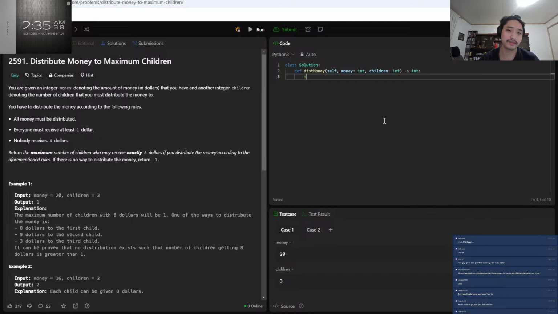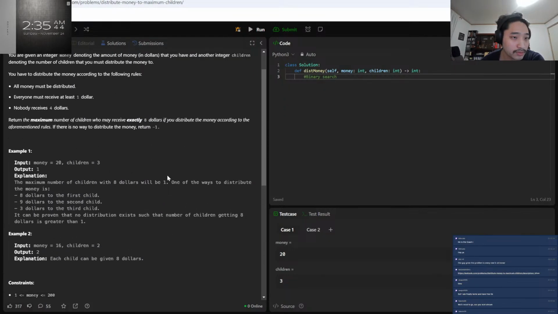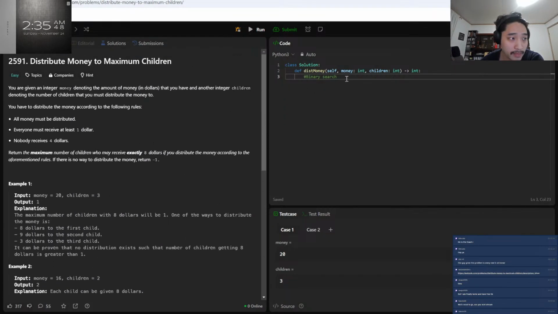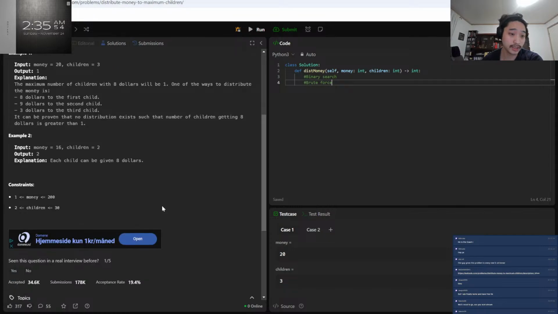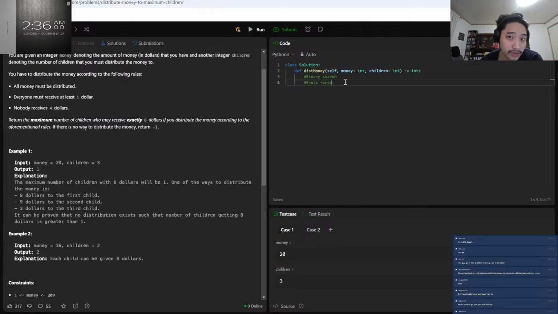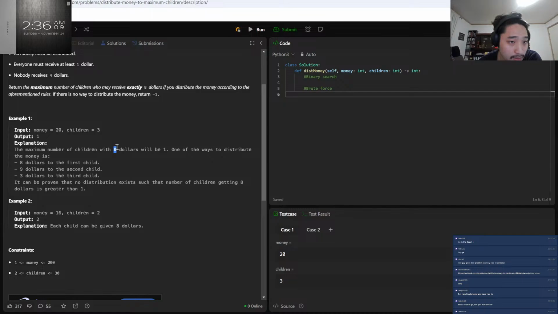I kind of want to use binary search, but I will still consider the brute force way first, since in this test it's not that much. Brute force way would be essentially reducing exactly $8. So if I just iterate through it and remove $8 and 1 child. Okay, it sounds bad when I say remove children, but yeah.